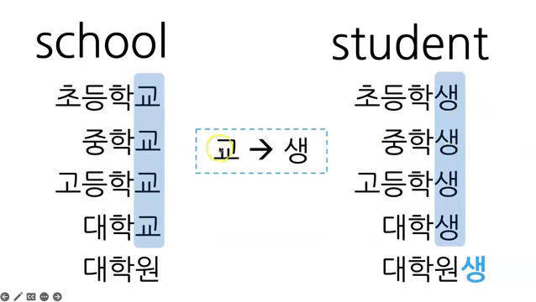So we can change 교 to 생 for school and student. But one exception is 대학원, because there is no 교 in the word, so we cannot replace that with 생. So we can just add 생 to the full name. 대학원 plus 생.